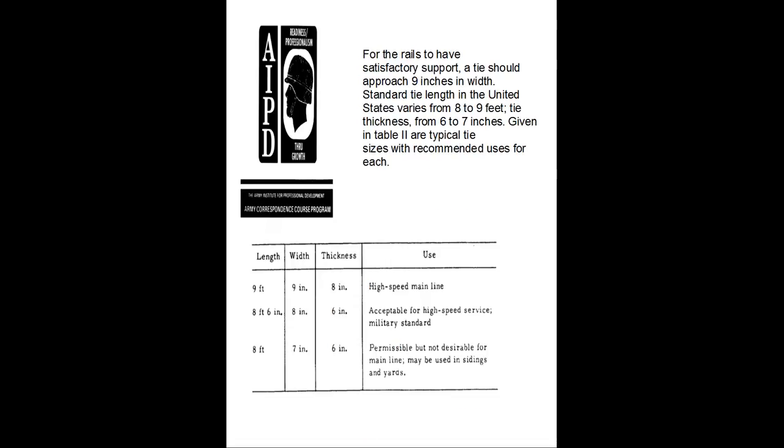For the rails to be satisfactorily supported, a tie should approach 9 inches in width. The standard tie length in the United States varies from 8 to 9 feet. The tie thickness varies from 6 to 7 inches. Table 2 gives typical tie sizes recommended for uses. The 9 by 9 size is for a high-speed main line. The 8.5 by 8 by 6 inches is acceptable for high-speed services. The military standard, 8 foot by 7 inches by 6 inches, is permissible but not desirable for mainline. It may be used in sidings or yards.